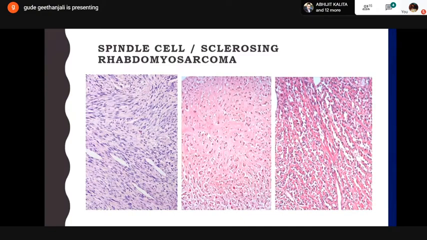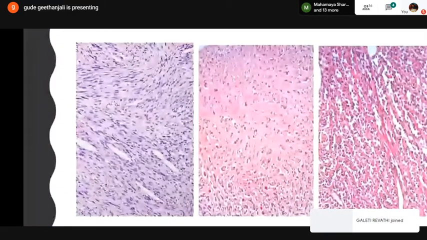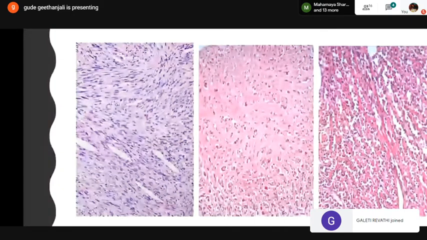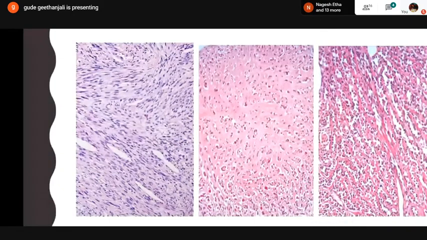This is a specific subtype of rhabdomyosarcoma, which is the spindle cell or sclerosing rhabdomyosarcoma. The spindle cell rhabdomyosarcoma is characterized by spindled sarcomatoid morphology comprised of interlacing fascicles of cells, all of which have a spindled morphology. It resembles an MPNST or a leiomyosarcoma.